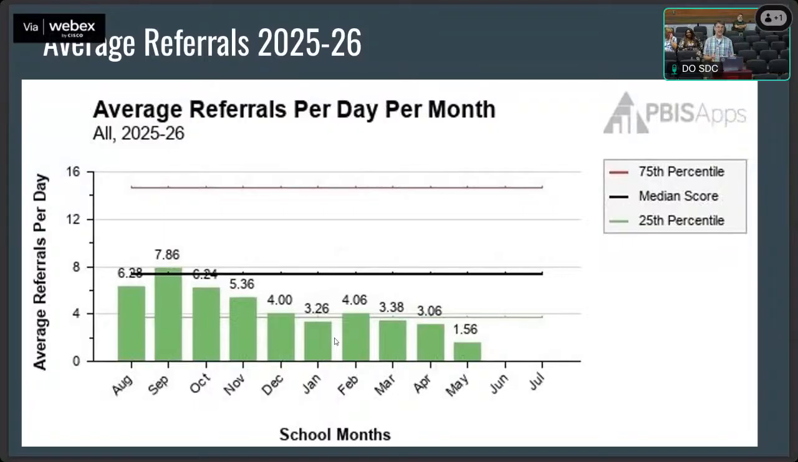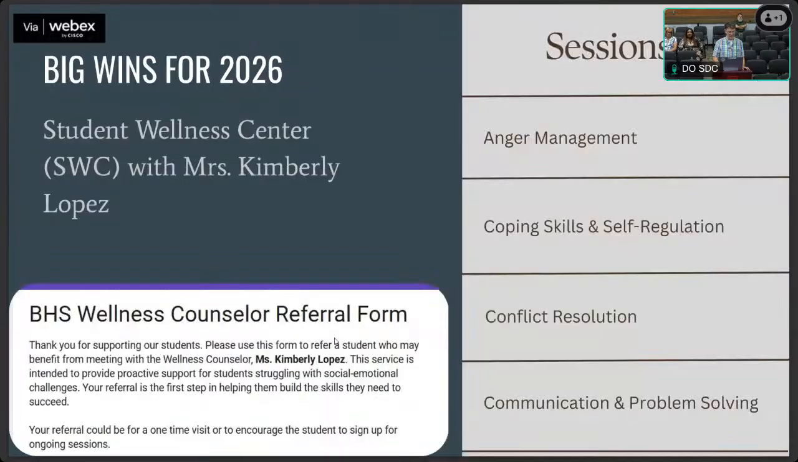So that basically means average referrals per day is how many referrals were given to one student on average. If you were to add up all the referrals and divide it by the number of students, that's what that means. So, all right, let's go to the next one.